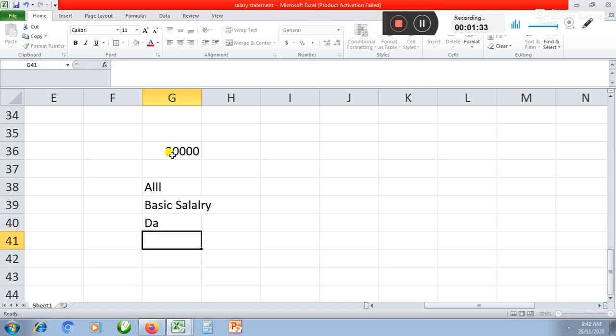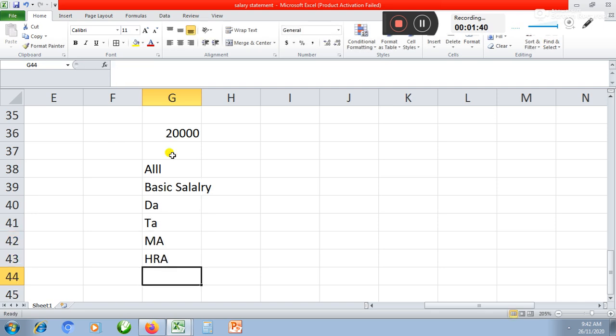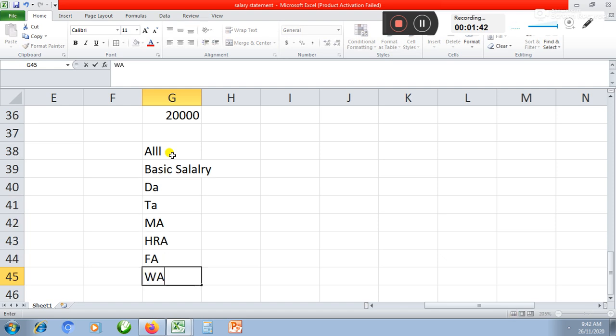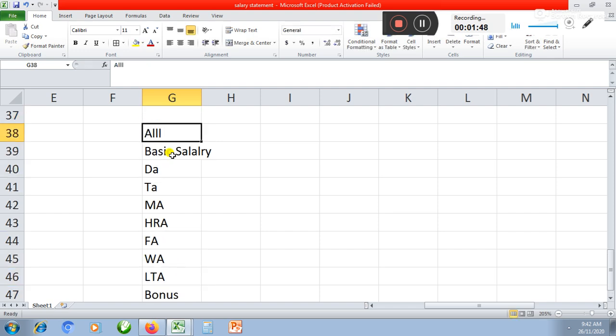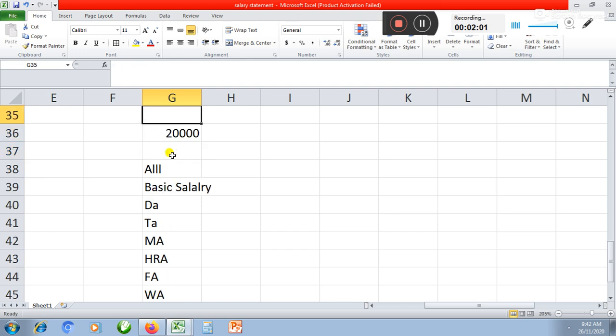Then there will be DA, traveling allowance, medical allowances, house rent allowances, food allowances, washing allowances. Then leave travel allowances, bonus. All these are allowances the employee is getting, but in every company you won't get all these allowances. Company can choose which allowances to give and which they don't want to give. Now for example, suppose you are getting the monthly salary, say 20,000.